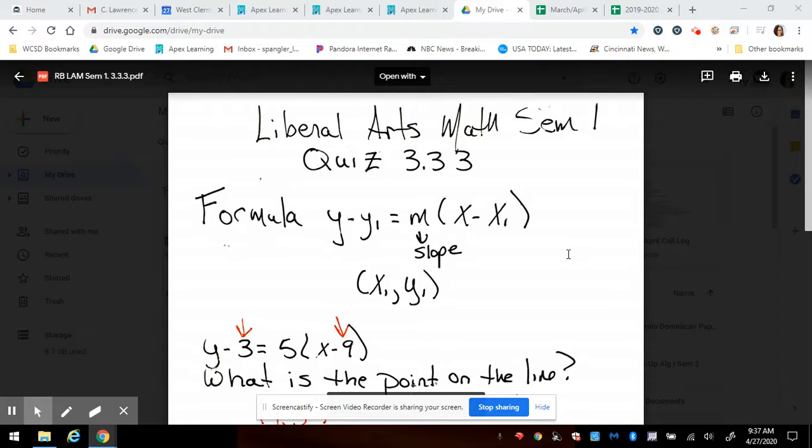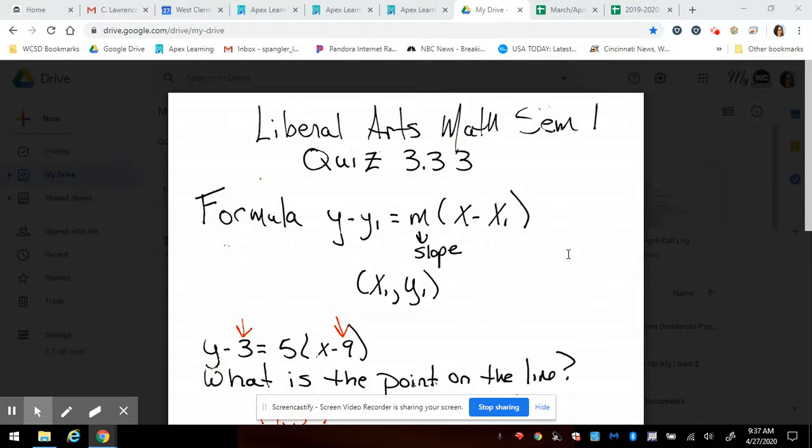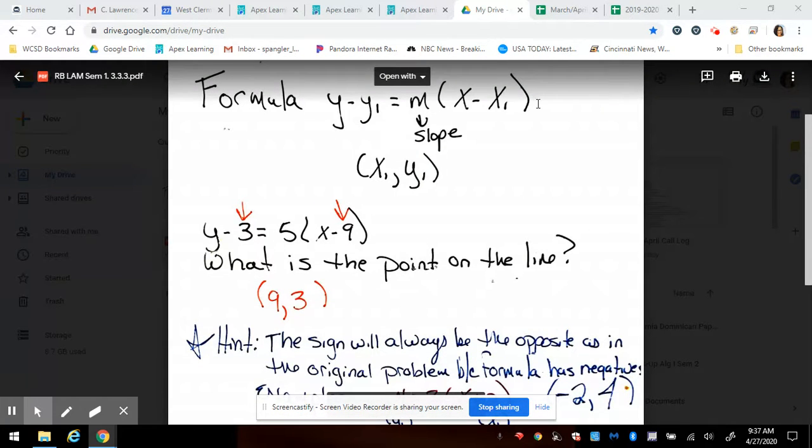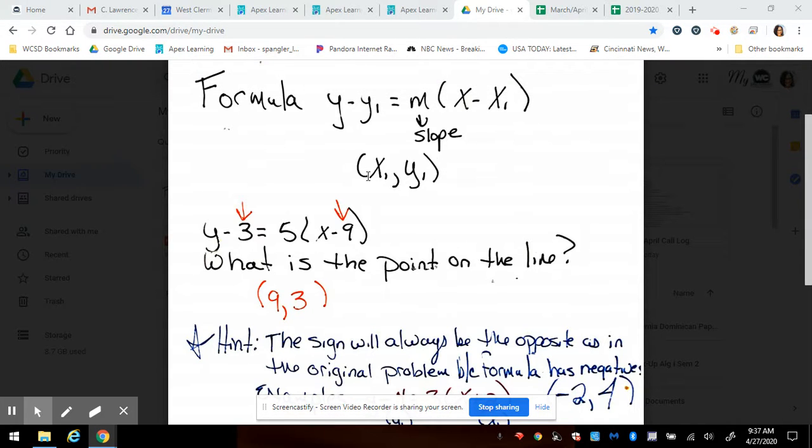Okay, here are some notes about Liberal Arts Math Semester 1 Quiz 3.3.3. This is about point slope form. The formula for point slope form is y minus y1 equals m, and m always represents slope, parenthesis x minus x1. And your point is x1, y1.